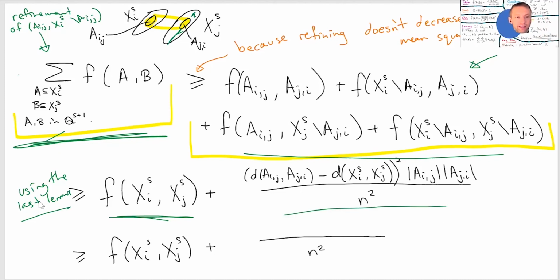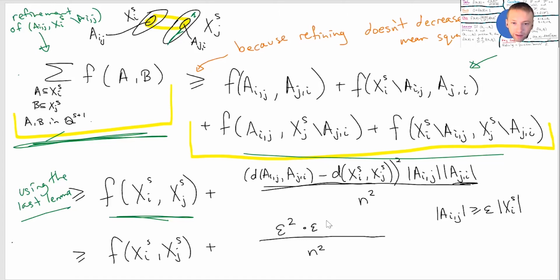Now, if I'm assuming that it's not epsilon regular, I can say that the thing inside the square has absolute value at least epsilon. If I square it, it's at least epsilon squared. aij, what do I know about that? It's at least epsilon times xi, superscript s. And something similar here with xj. So I get times epsilon xi times epsilon xj.